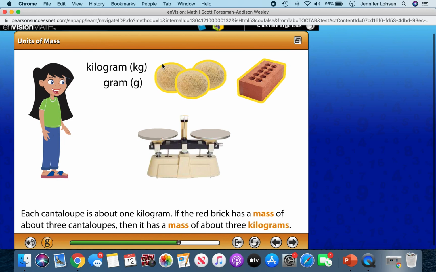Remember, we're using the cantaloupes here as something called a non-standard unit of measurement. So it's not a weight that measures specifically 1 kilogram. It's not going to be exact. It's not going to be perfect, but it is about 1 kilogram, which is about 1,000 grams. So if we have 1,000 grams plus 2,000 grams plus 3,000 grams, that would be 3 kilograms.